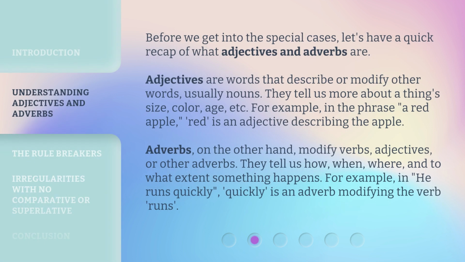Before we get into the special cases, let's have a quick recap of what adjectives and adverbs are. Adjectives are words that describe or modify other words, usually nouns. They tell us more about a thing's size, color, age, etc. For example, in the phrase "a red apple," red is an adjective describing the apple.